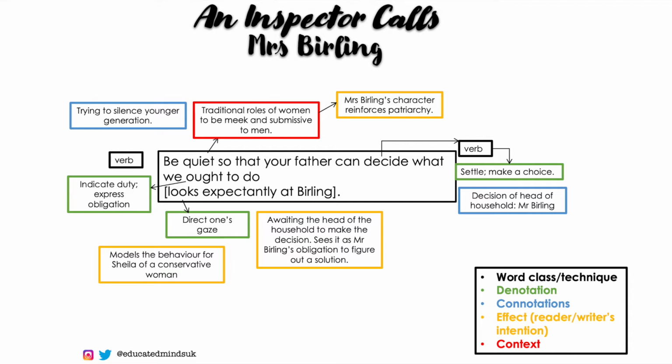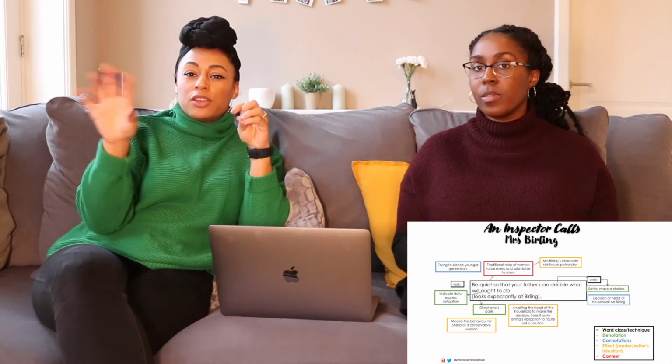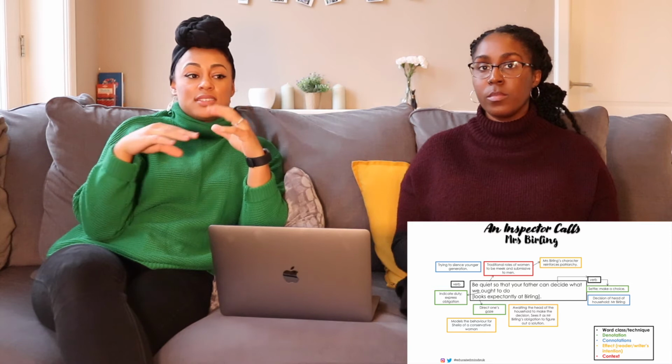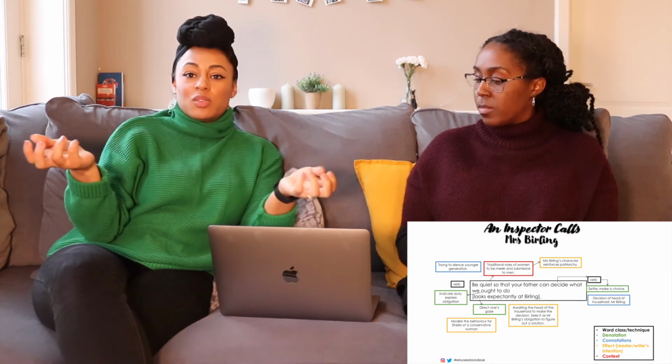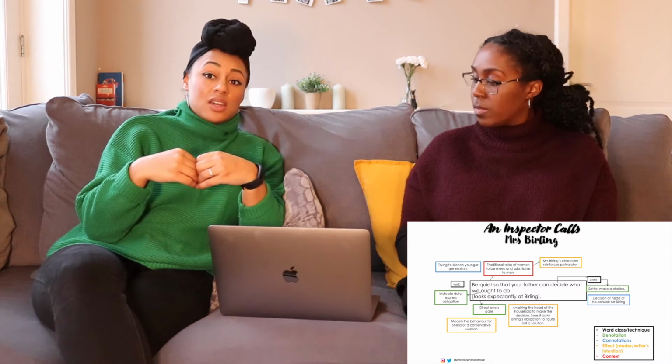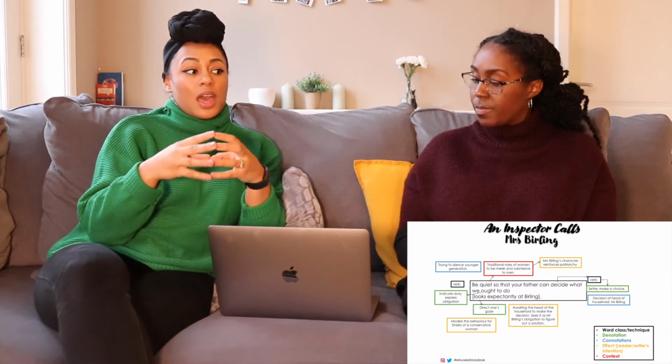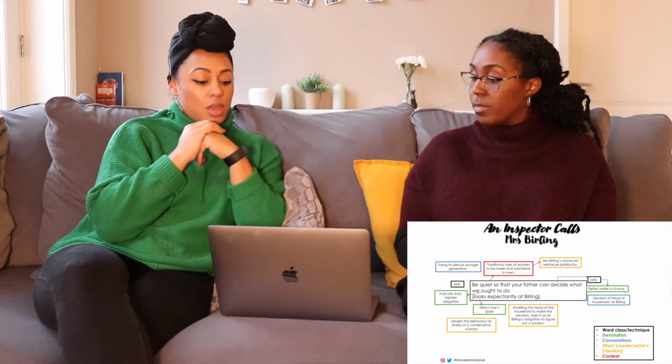Throughout the play, we see Sheila become her own person. And it seems here like Mrs Birling is trying to silence the younger generation and quieten her as a female as well. And so she is showing the traditional roles of women in just being meek and submissive to a man. It's almost like she is nasty to women because they're lower than men, and she's nasty to the inspector because he's of a lower social standing. But when it comes to her husband, even though typically the audience don't agree with what he's doing, and to a certain extent she probably doesn't agree with what he's done, she still looks expectantly at him and, as you say, upholds that gender stereotype as well.